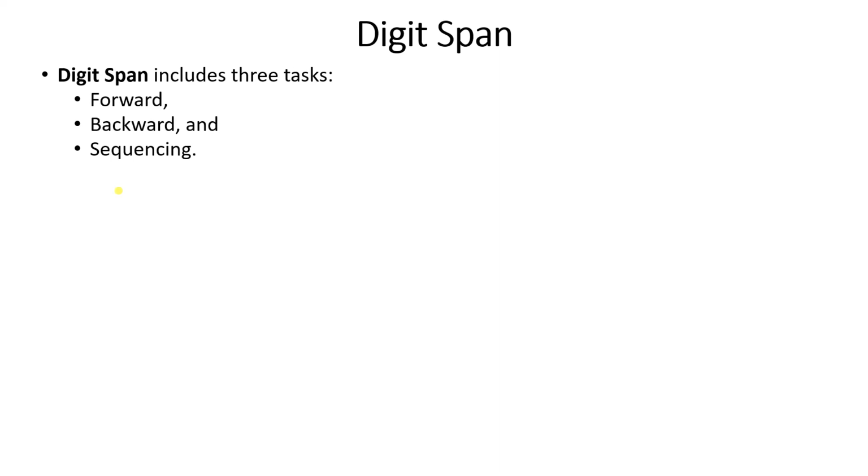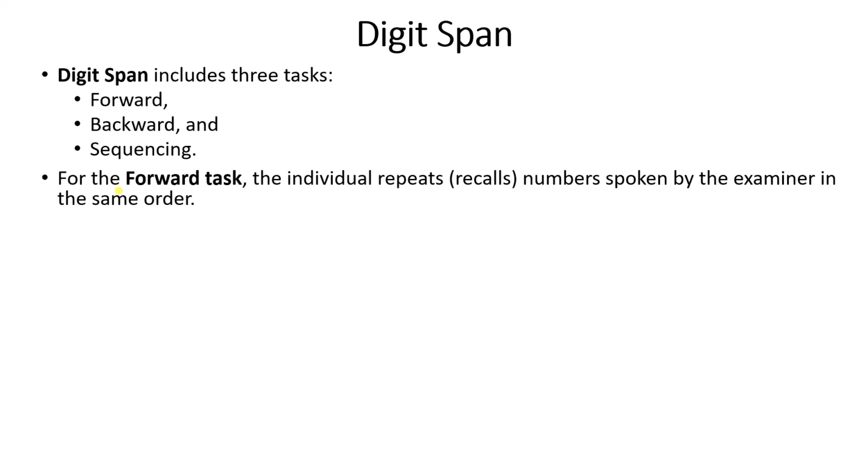This digit span includes three tasks. In WAIS-III, there were only two tasks, the forward and backward, but in WAIS-IV, there are three tasks: forward, backward, and sequencing. In the forward task, the individuals are presented numbers orally at the rate of 1 second per digit, and the individual is required to repeat or recall the numbers spoken by the examiner in the same order, in the same sequence. That is called the forward task.